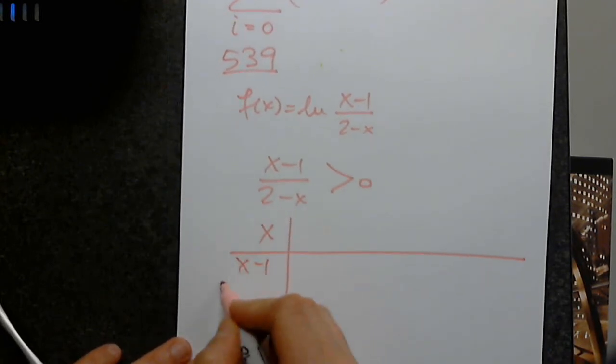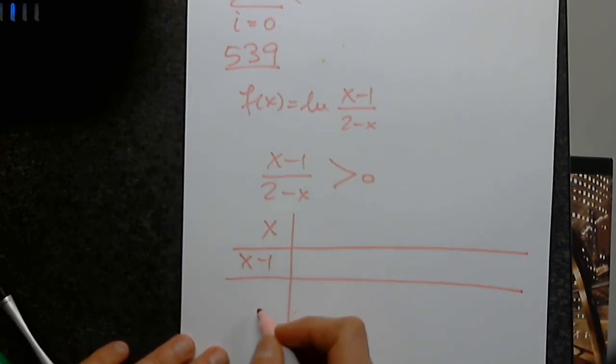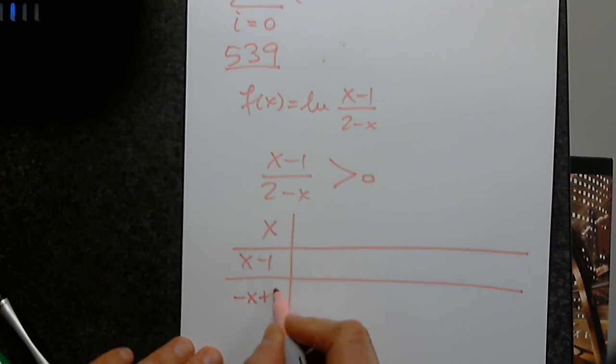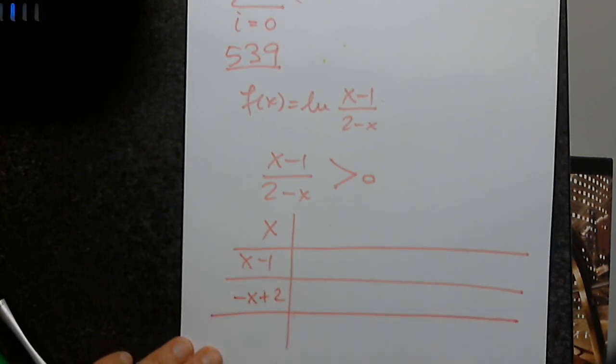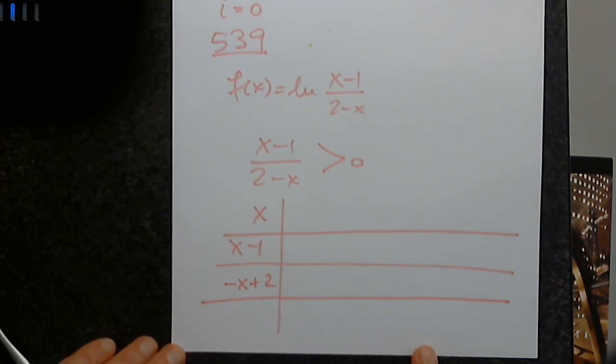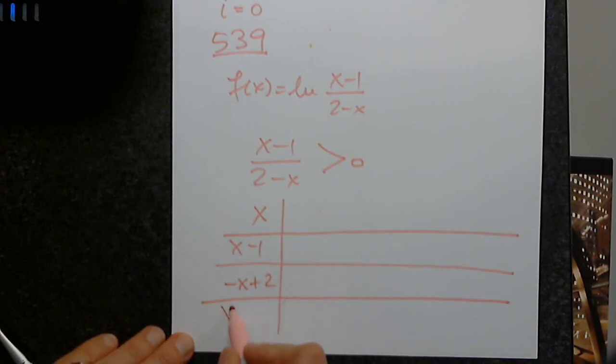So x is in the problem. The top is x minus 1. The bottom, I'm going to write it correctly as negative x plus 2. And what is the last row? Very good.